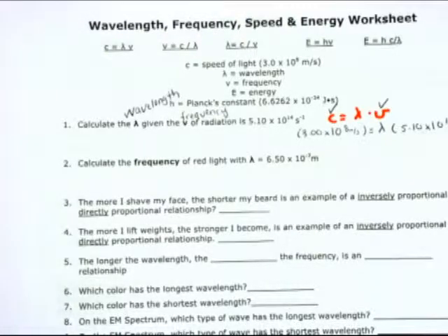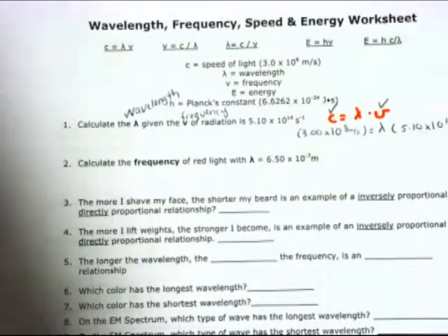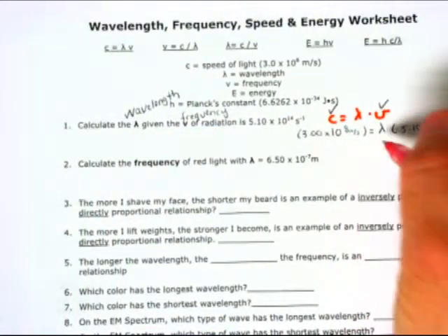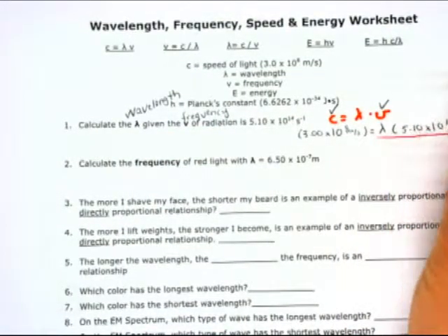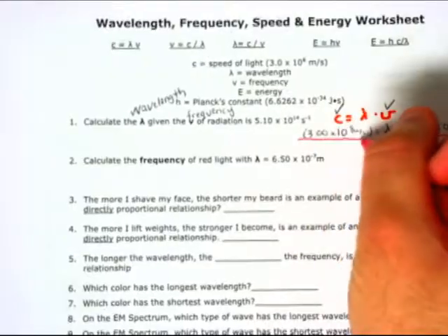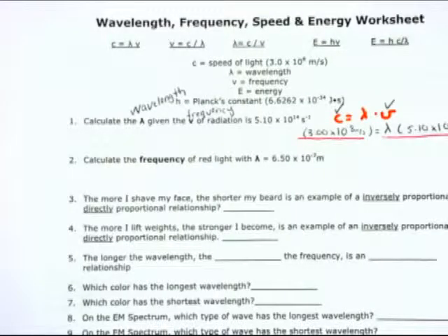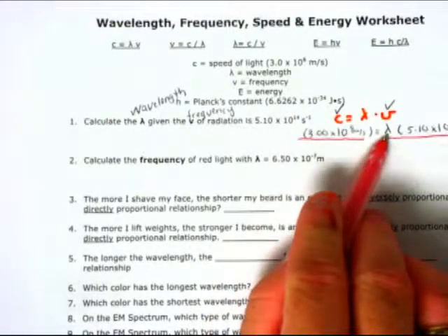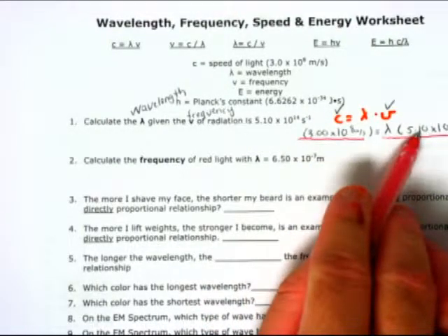How are we going to solve for that lambda? Divide both sides by what? Brianna? What are we going to divide both sides by? We got to get this variable by itself, right? So we're going to divide it by this guy.